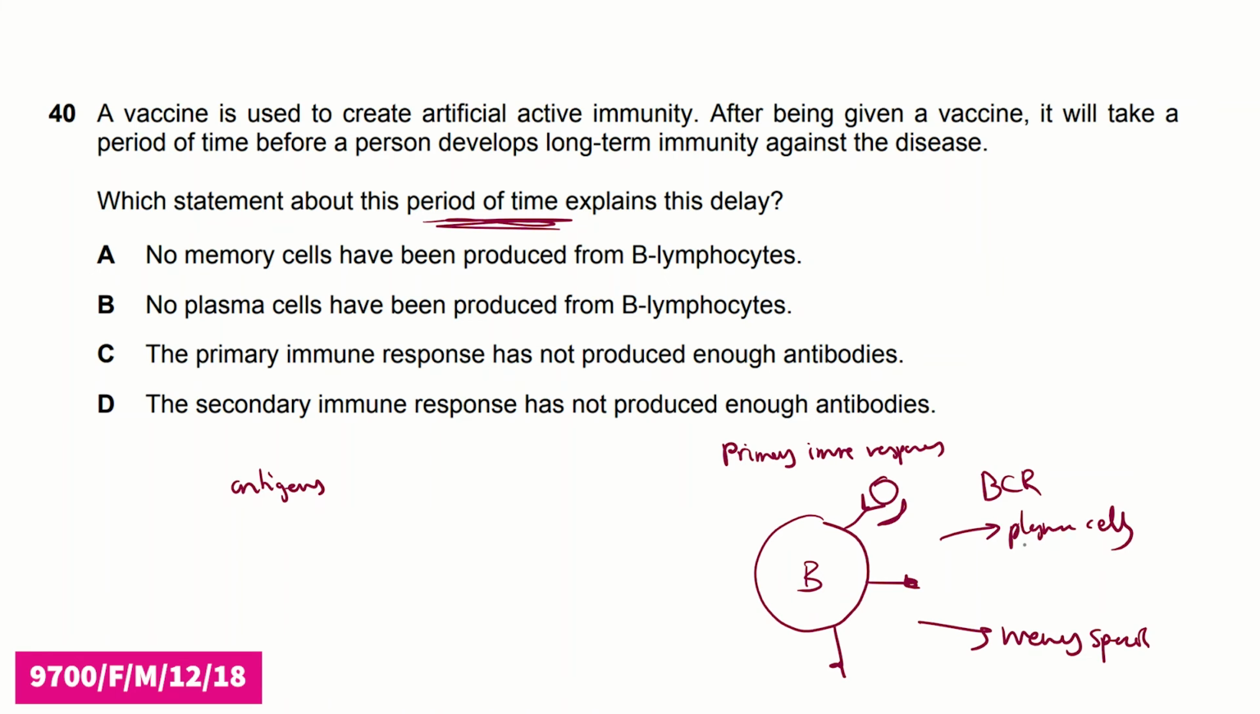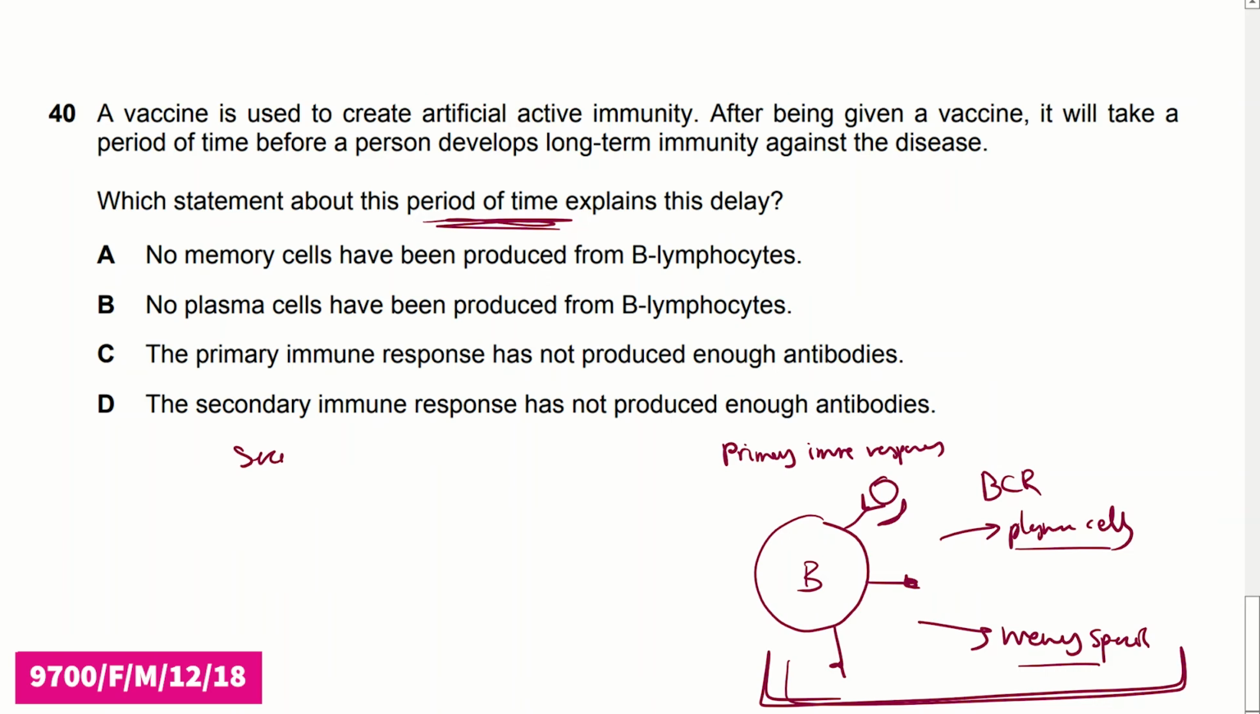Now, the formation of plasma and memory cells actually takes time. This process takes time. However, in the secondary immune response, the memory cells already produced by the primary immune response before are able to divide quicker to form plasma cells and produce antibodies. So the plasma cells are what produce antibodies, at a faster rate. Now let's see the suggestions that we have here.